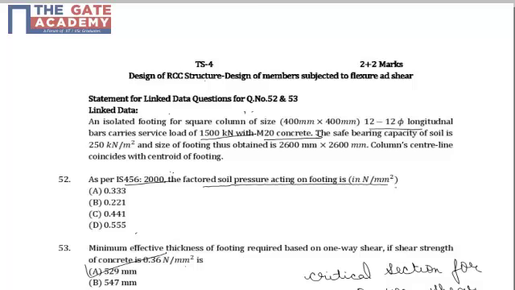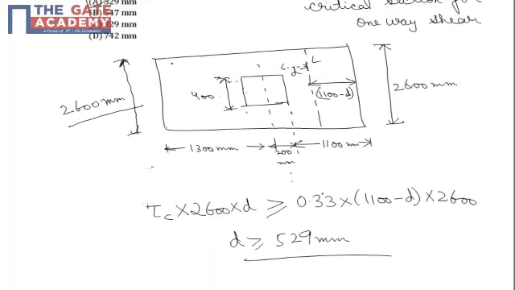Now, this is a tricky question. In the 53rd question, it is asked what is the minimum effective thickness of footing that is required based on one-way shear, if the shear strength of concrete is given as 0.36 Newton per mm square. Now, the options are very close here.